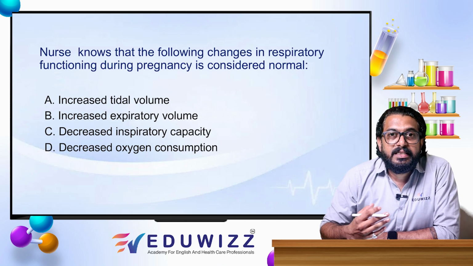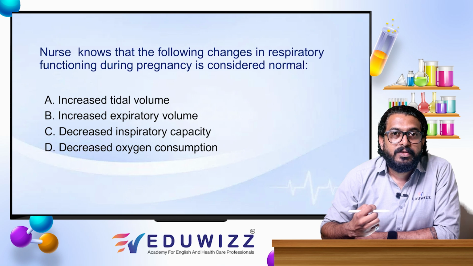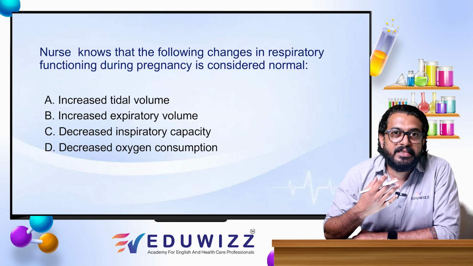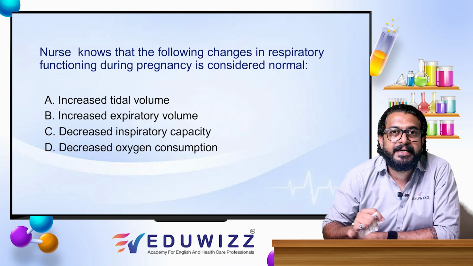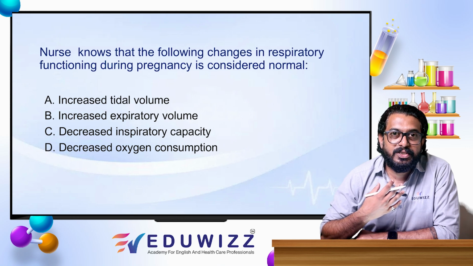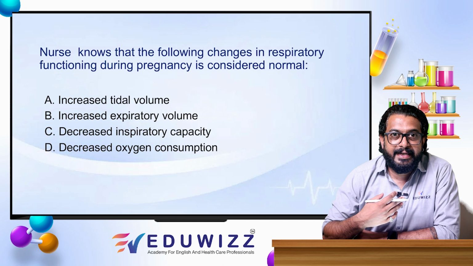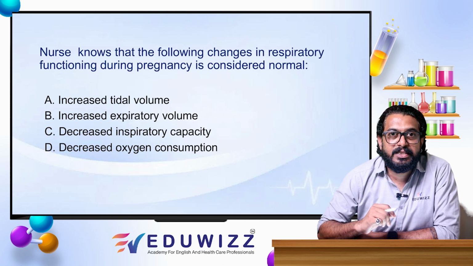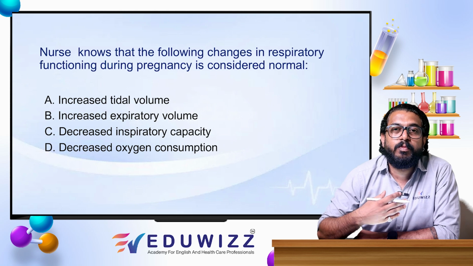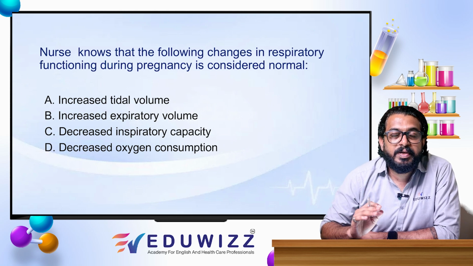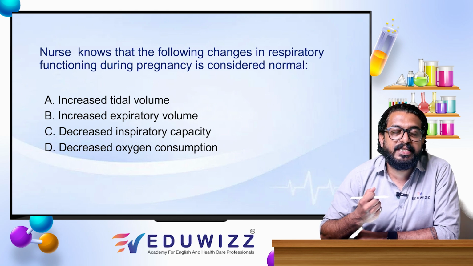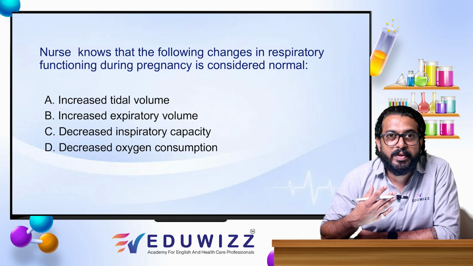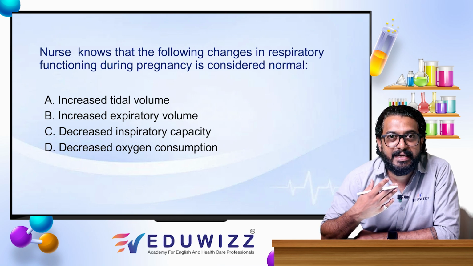So, tidal volume means the amount of air which is moving in and out of the lung. During pregnancy, there will be more oxygen requirement. So inspiratory capacity is usually increased. The mother will take more effort and more oxygen will go in. In an effort of taking more inspiration, the movement of air from the lungs will also increase. So tidal volume, the total amount of air moving in and out of the lungs, is usually increased.